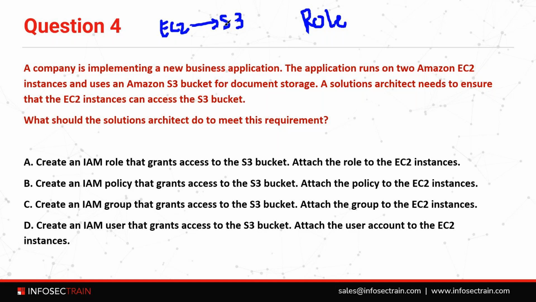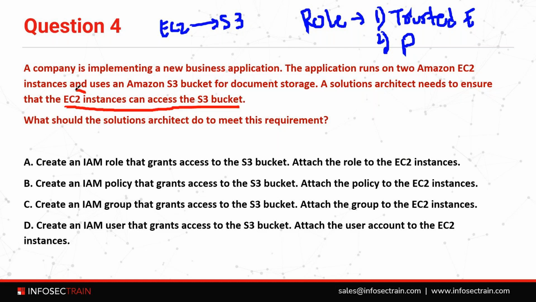It could be any service you can think about. In the role, there are two important components. First is the trusted entity, and another is your respective policy. Trusted entity means to whom you are attaching this role. In this case, you need to ensure that the EC2 instance can access the bucket. EC2 wants to access the S3 bucket. So who is going to be the trusted entity? EC2. So the role will be attached to the EC2. Then here you have the policy.